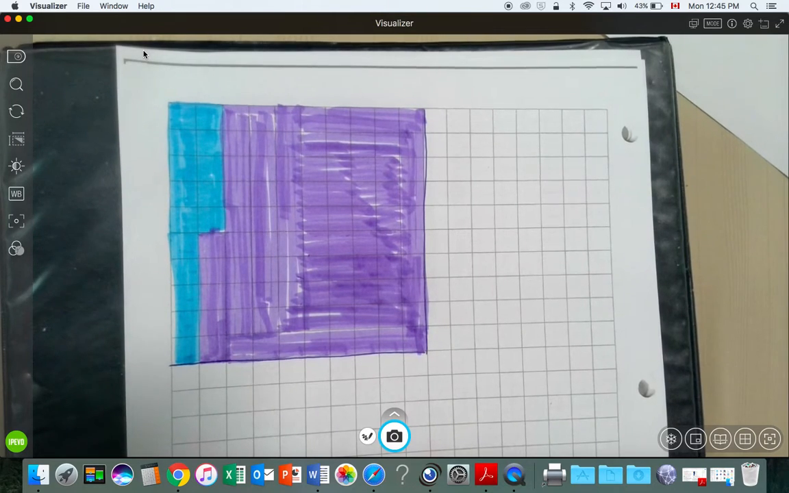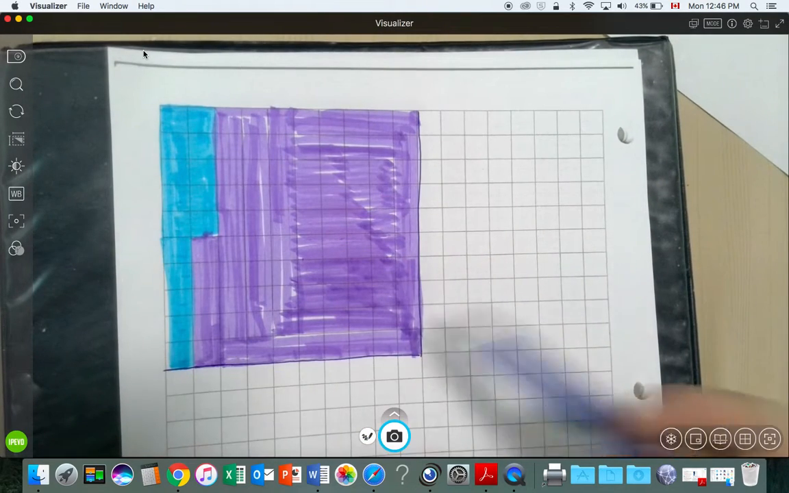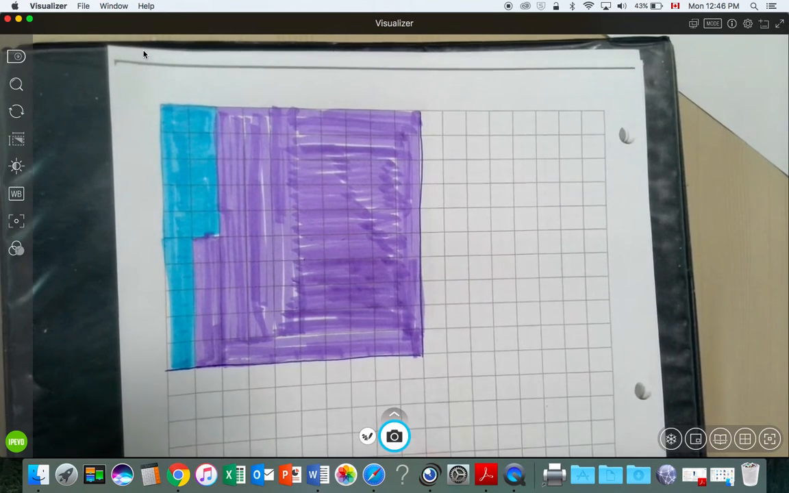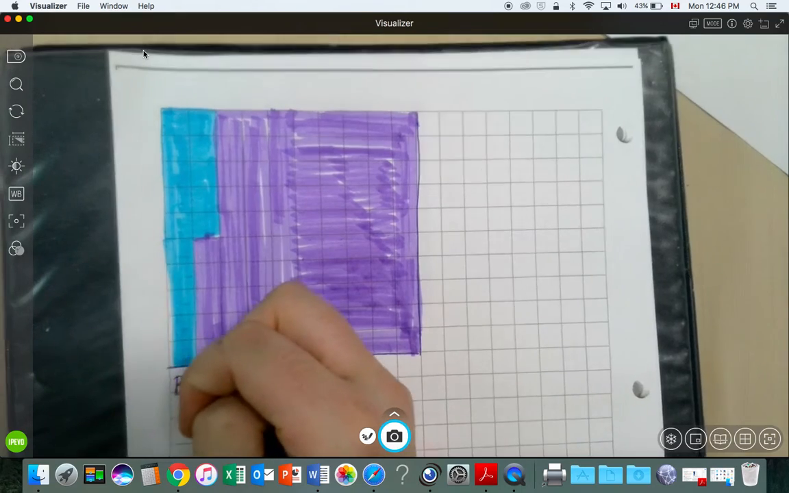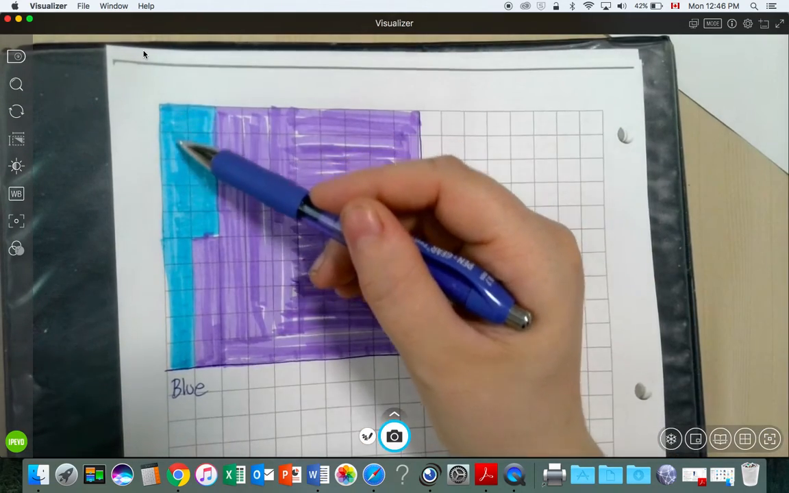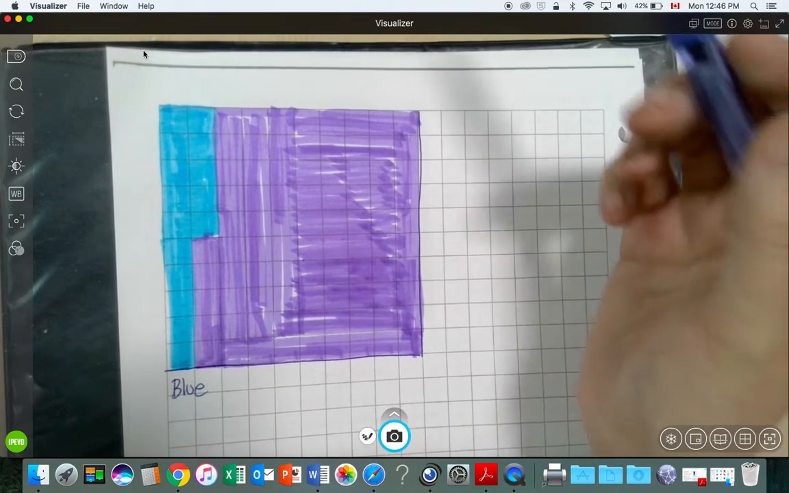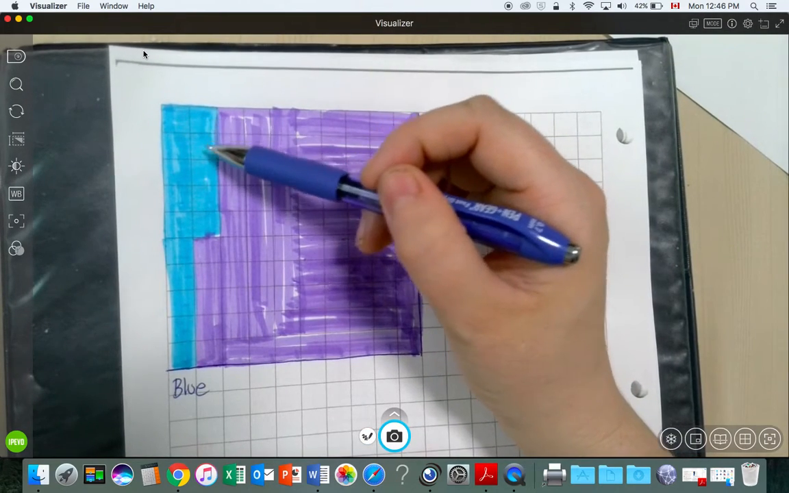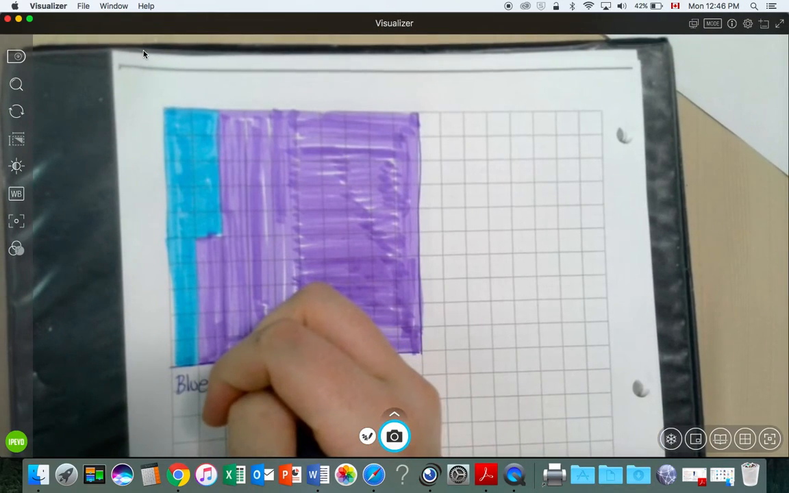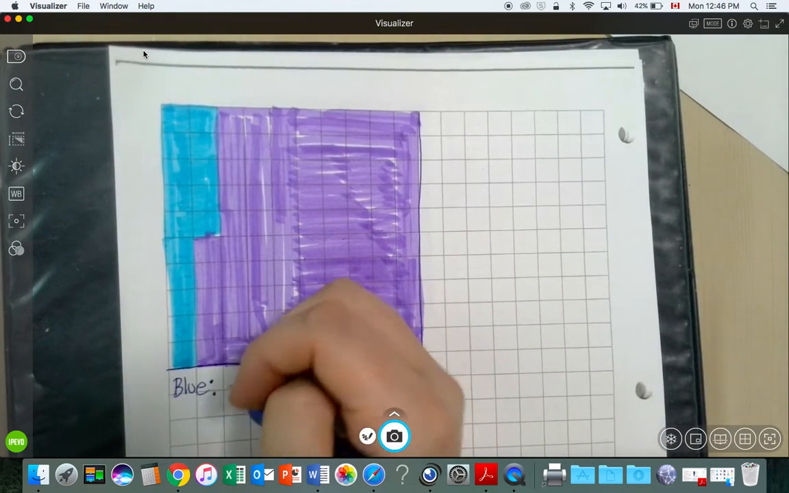Okay, so we know that the total is 100, so we're going to figure out how much blue there is and how much purple there is. So we'll start with blue. And I know that one row is 10, so I know automatically that this is 10. And then I have 1, 2, 3, 4, 5 down. So I know the total for blue is 15.